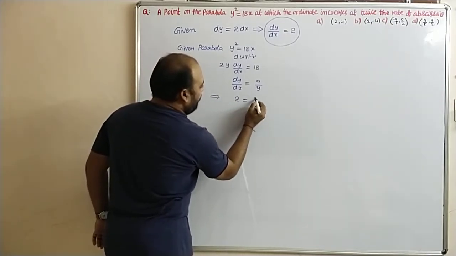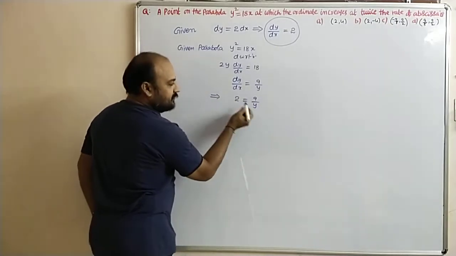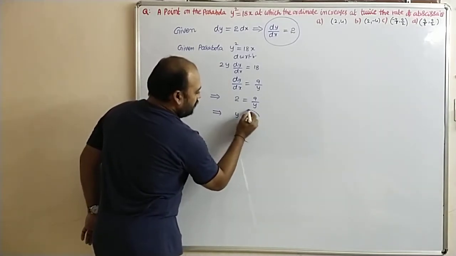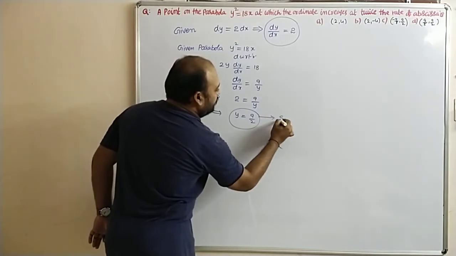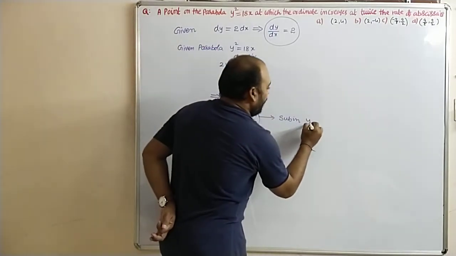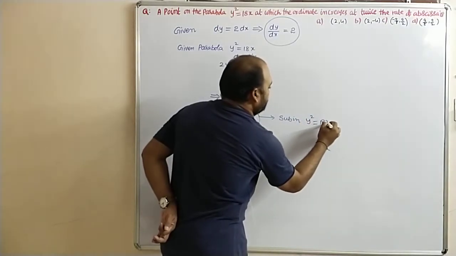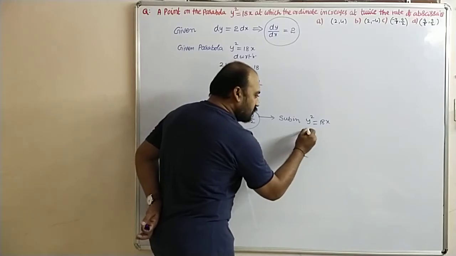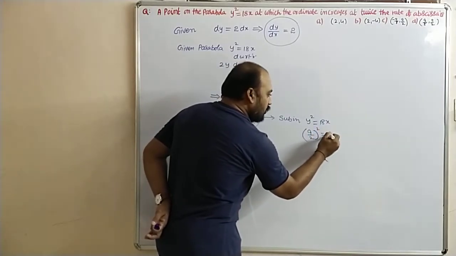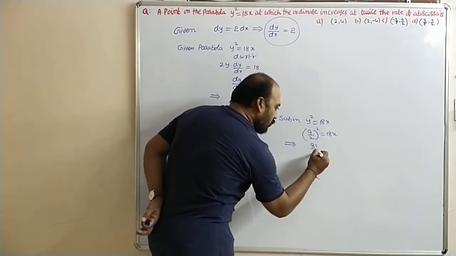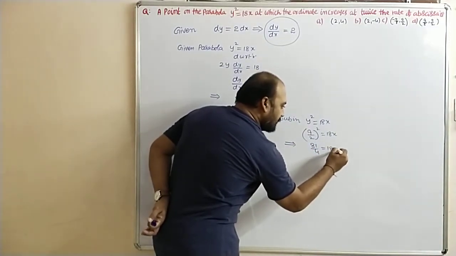2 equal to 9 by y. Y we take as the subject. So that implies that y equal to 9 by 2. Thus y is equal to 9 by 2. Substitute in given equation of parabola y square equal to 18x. In place of y substitute 9 by 2, it will become 9 by 2 whole square is equal to 18x. That implies that 81 divided by 4 is equal to 18x.